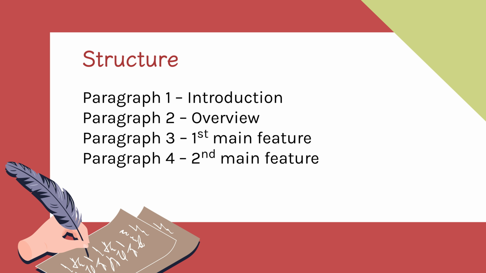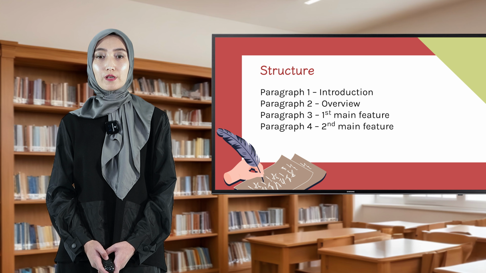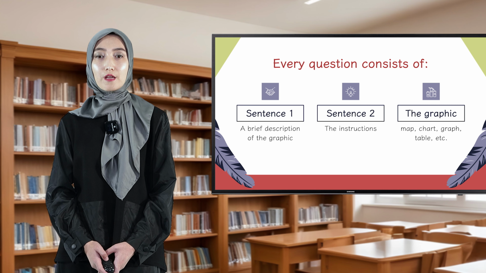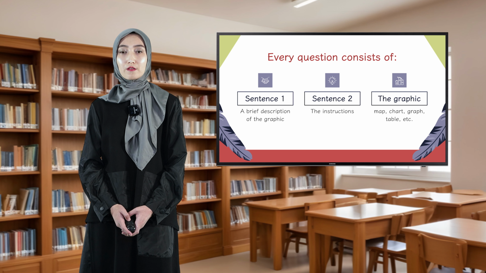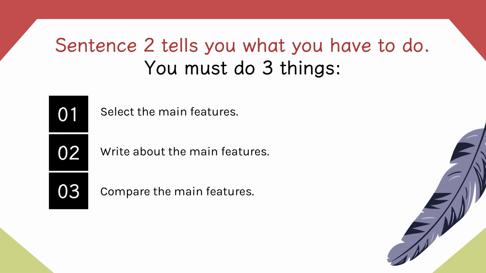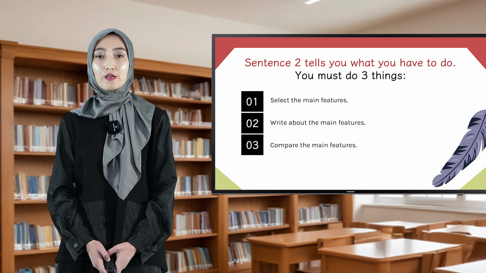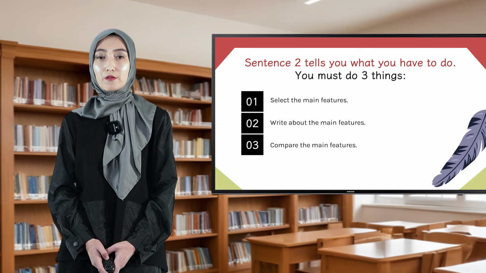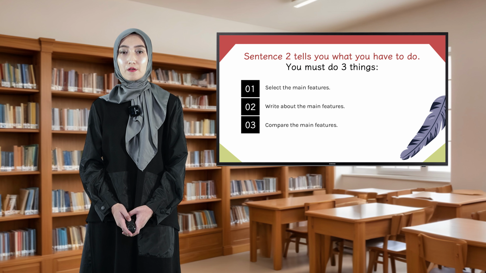That is the instruction. Every question actually consists of 2 parts and 2 sentences. Sentence 1 is a brief description of the graphic, while sentence 2 is just the instructions. If you follow those instructions, you will complete your essay successfully. The graphic part could be a map or a chart, graph, table, and so on. Sentence 2 tells you what you have to do, and you must do 3 things: select the main features, write about the main features, and then compare the main features.